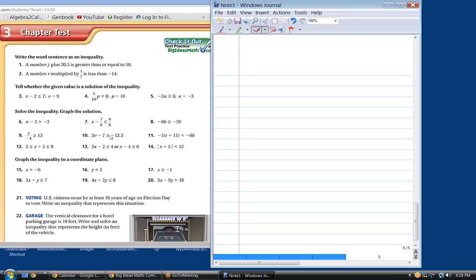Let's take a slightly more complicated one. Let's do 8 minus 6b is greater than or equal to minus 30. Now this is where it's slightly different than an equation. How do I solve this?